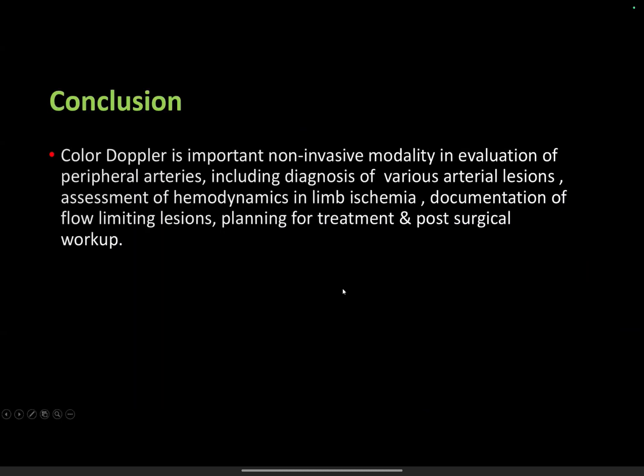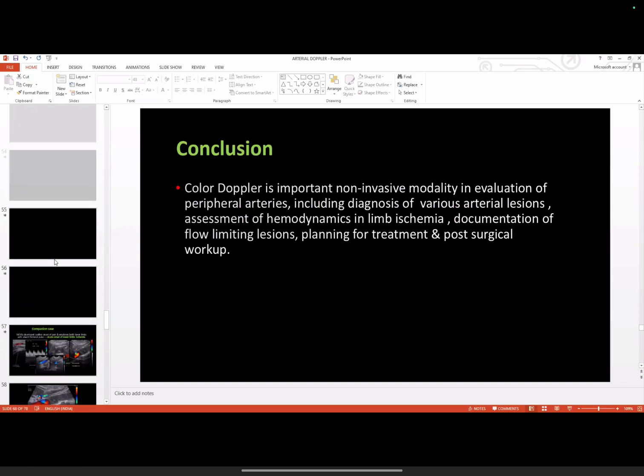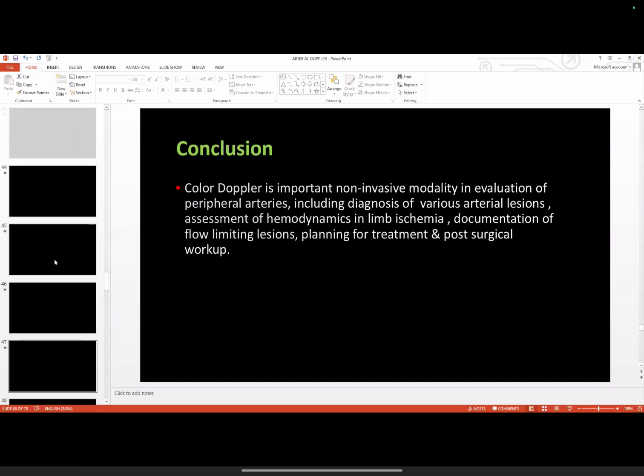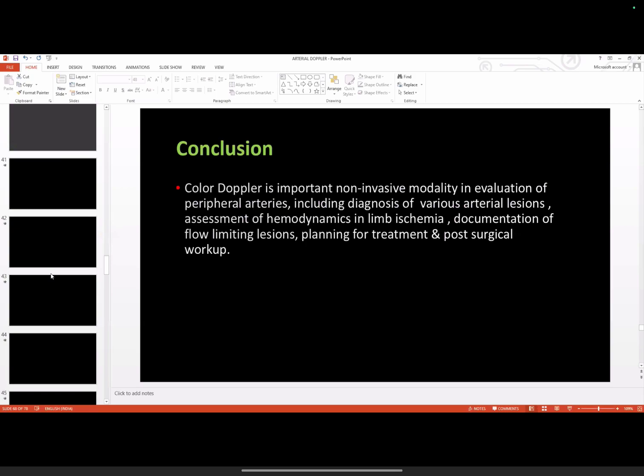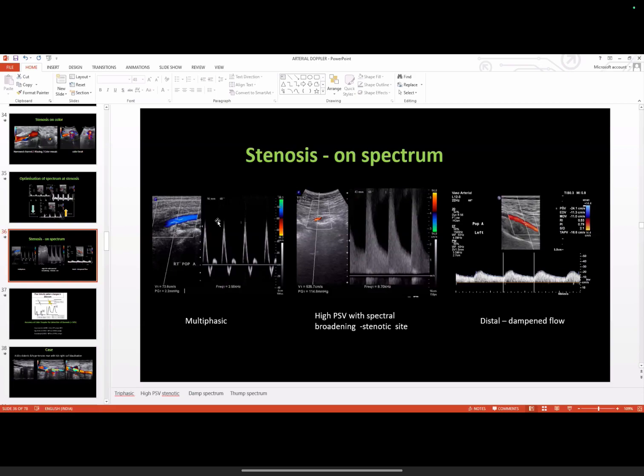So basically, spectral broadening is... We can call it a spectral window when there is one. So this is a typical multiphasic spectrum of a peripheral artery. The bandwidth of the spectrum is very thin. The white line is very thin. Here it is somewhat thick. So there is a clear window between the upstroke and the deceleration, the downstroke.